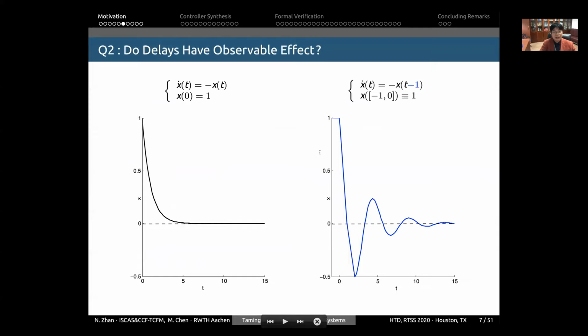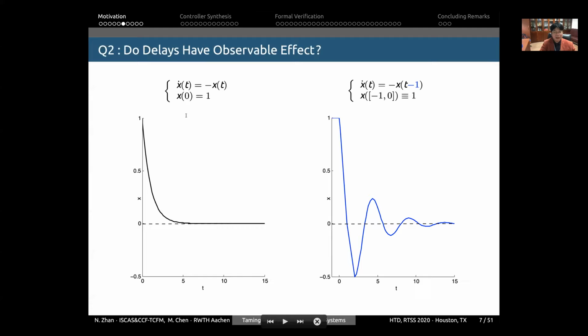Let's consider the second question. Do delays have observable effects? So firstly, we consider a simple example. Let's consider a simple dynamic system defined by this ordinary differential equation x dot equal to minus x with the initial state 1.